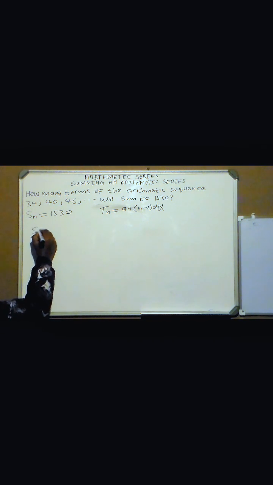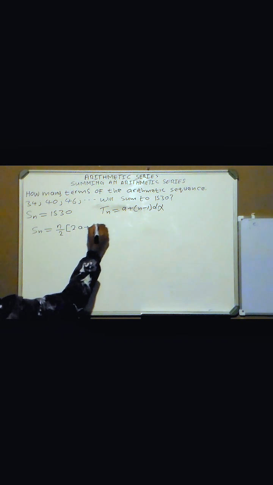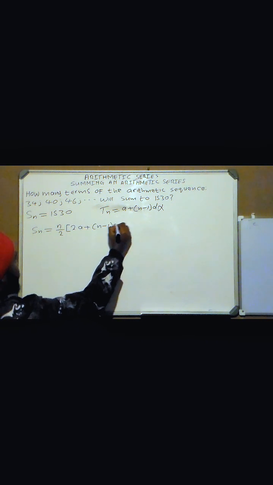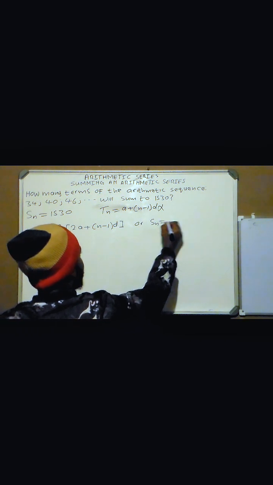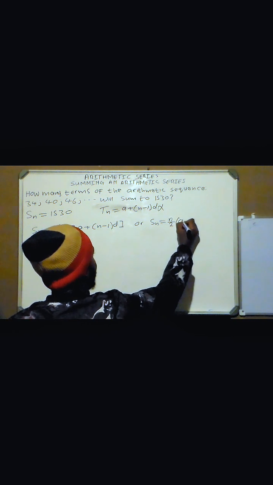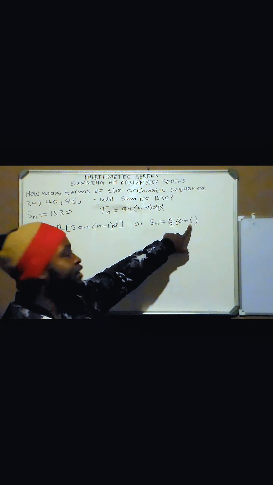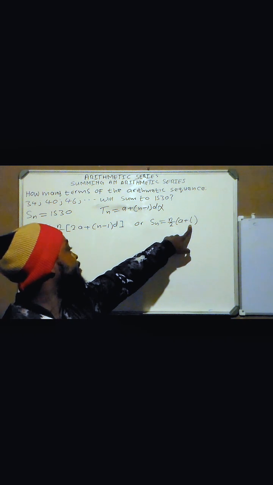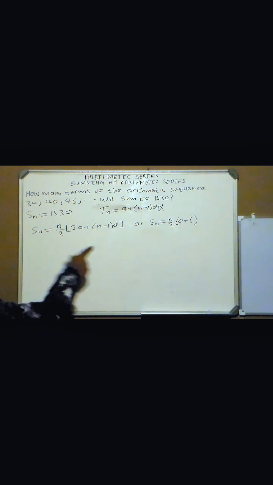So those are Sn equals n over 2 multiplied by 2a plus n minus 1 multiplied by d. Or we can use this one, Sn equals n over 2 multiplied by a plus the last term. Sharp. But this one you can't use because we are not given the last term of the series, or rather the sequence. So the only one that's left that we can use is this one.